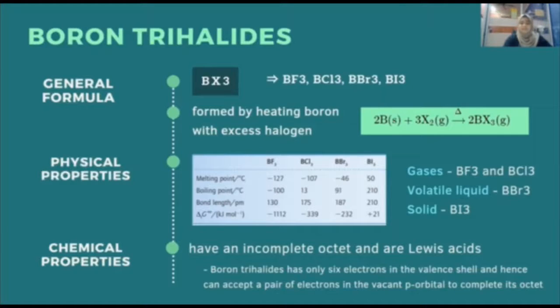The chemical properties of boron trihalides are that they have an incomplete octet and they are Lewis acids. This is because boron trihalides have only 6 electrons in their valence shell. Hence, they can accept a pair of electrons into the vacant p orbital to complete the octet.